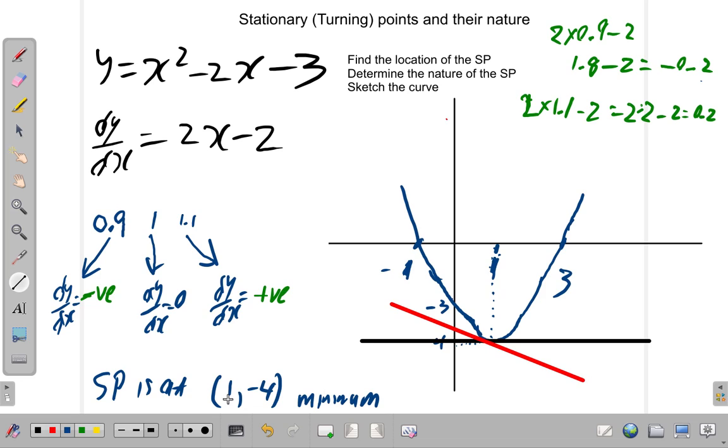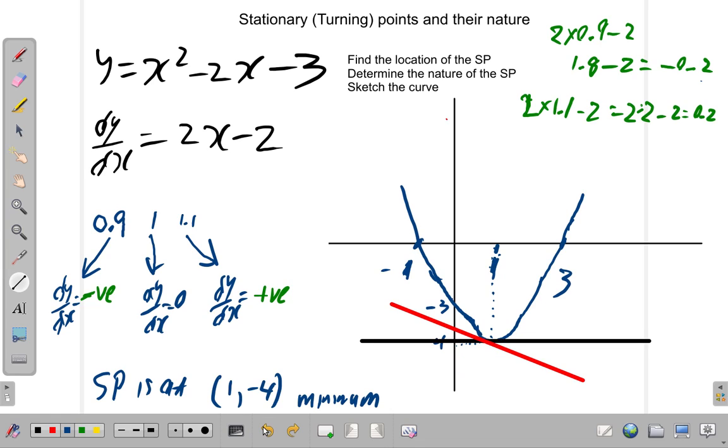And then to the right, we got a positive when we put in 1.1, which is to the right of the stationary point. When we substitute 1.1 for x, we got 2 times 1.1 minus 2, which is positive 0.2. So the gradient of a tangent to the curve there is positive. That shows that what we have is a minimum value. We go negative, 0, and then positive. So at the turning point, the gradient turns from negative to positive.